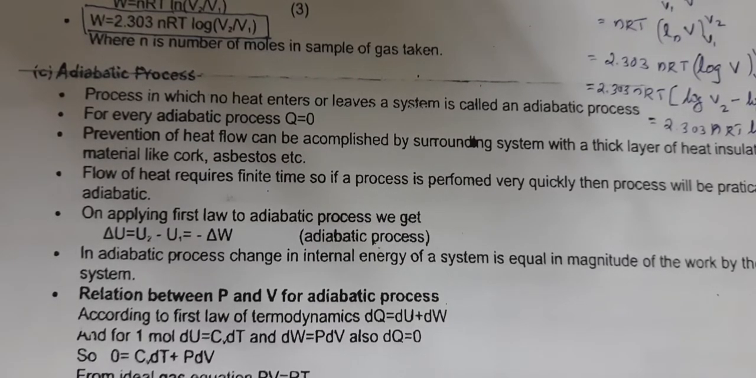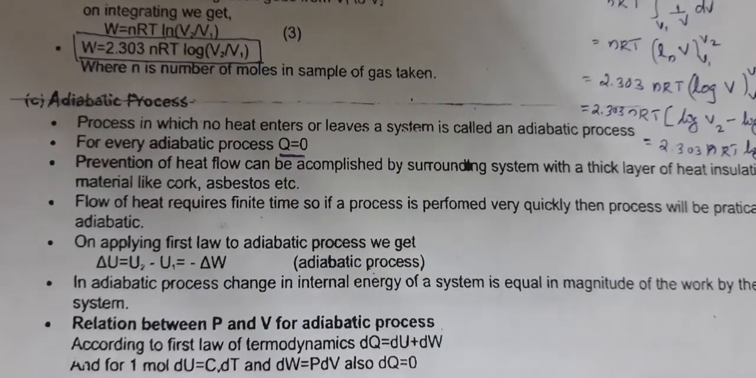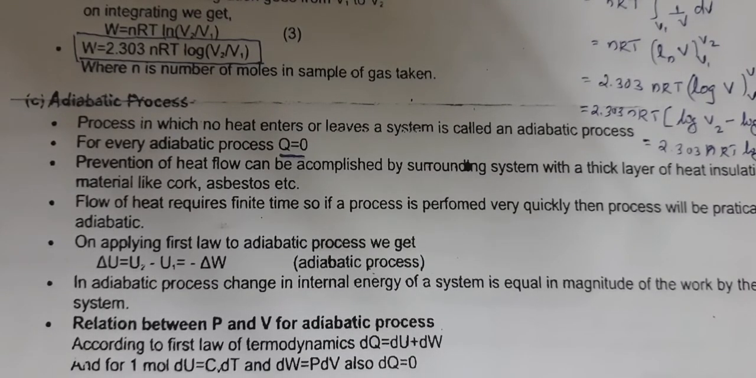So here, as there is no heat exchange, the heat Q we can write as 0. Q is equal to 0. We can make the walls of the system by using materials like cork, asbestos, etc., which do not allow the heat to flow. So if we surround the system with this kind of material, heat exchange will not happen. Then there is no heat exchange between the system and the surrounding.